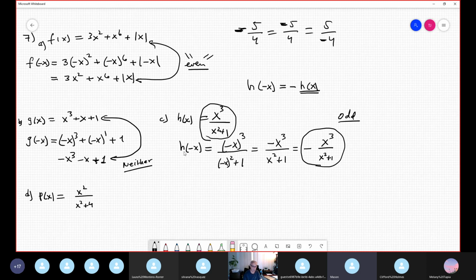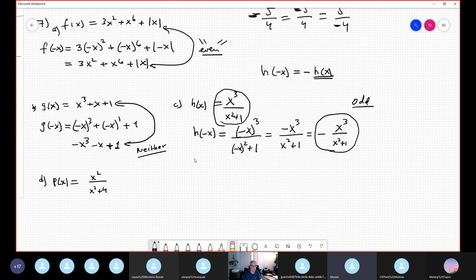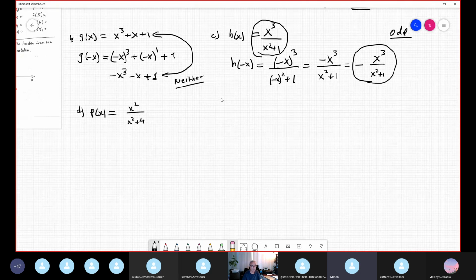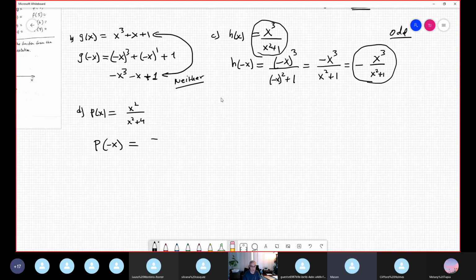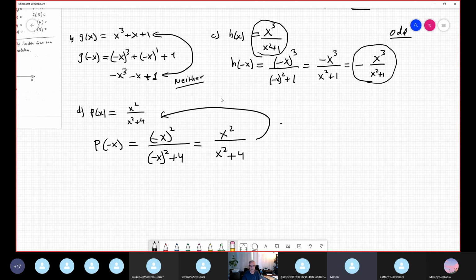Okay? Let's do the last one, and that's it for today. P. What about P? P reflection is minus x squared divided by minus x squared plus 4. And you know, because the exponent is even, it's positive. Wow. And we compare this and this, it's the same. Therefore, it's even.